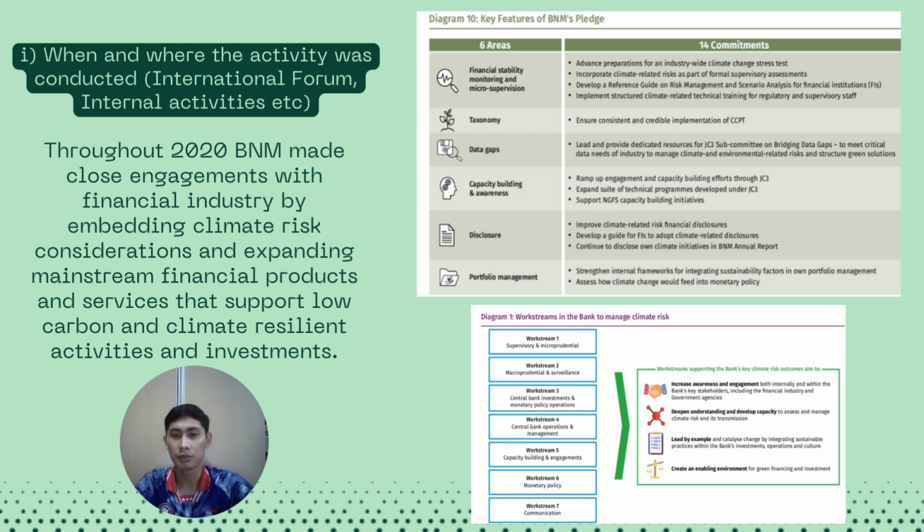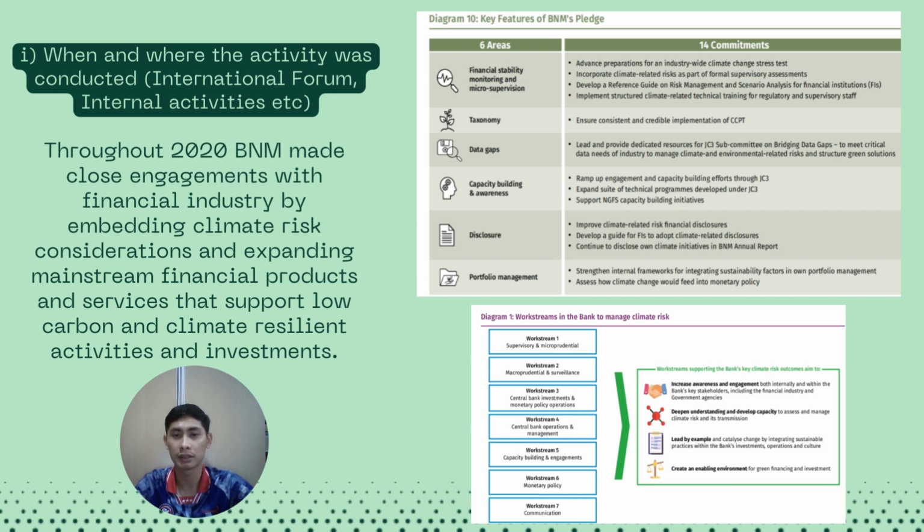Taxonomy. Ensure consistent and credible implementation of CCP. Data gaps. Lead and provide dedicated resources for the JC3 subcommittee on bridging data gaps to meet the critical data needs of industry to manage climate and environmental related risks and structure green solutions.